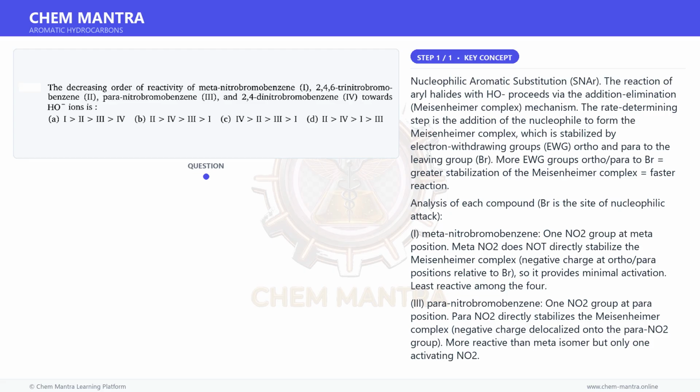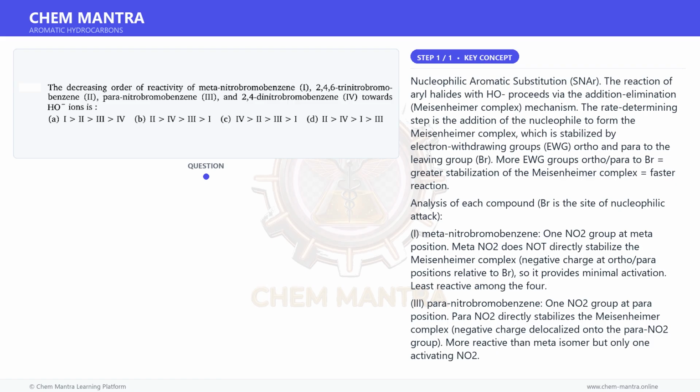Nucleophilic aromatic substitution, SNAr. The reaction of aryl halides with HO⁻ proceeds via the addition-elimination, Meisenheimer complex, mechanism. The rate-determining step is the addition of the nucleophile to form the Meisenheimer complex, which is stabilized by electron-withdrawing groups, EWG, ortho and para to the leaving group, Br. More EWG groups ortho-para to Br equals greater stabilization of the Meisenheimer complex equals faster reaction.